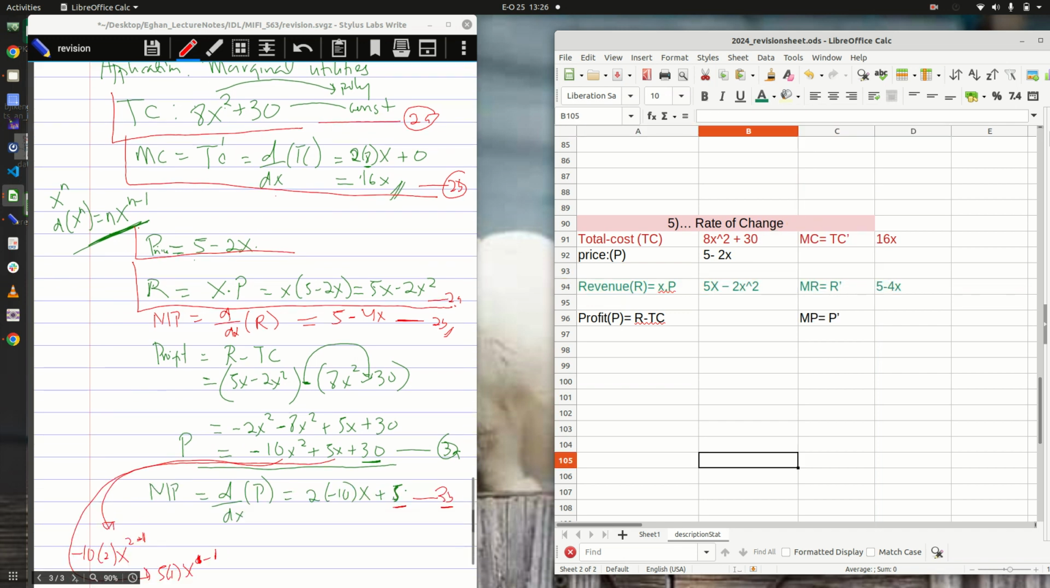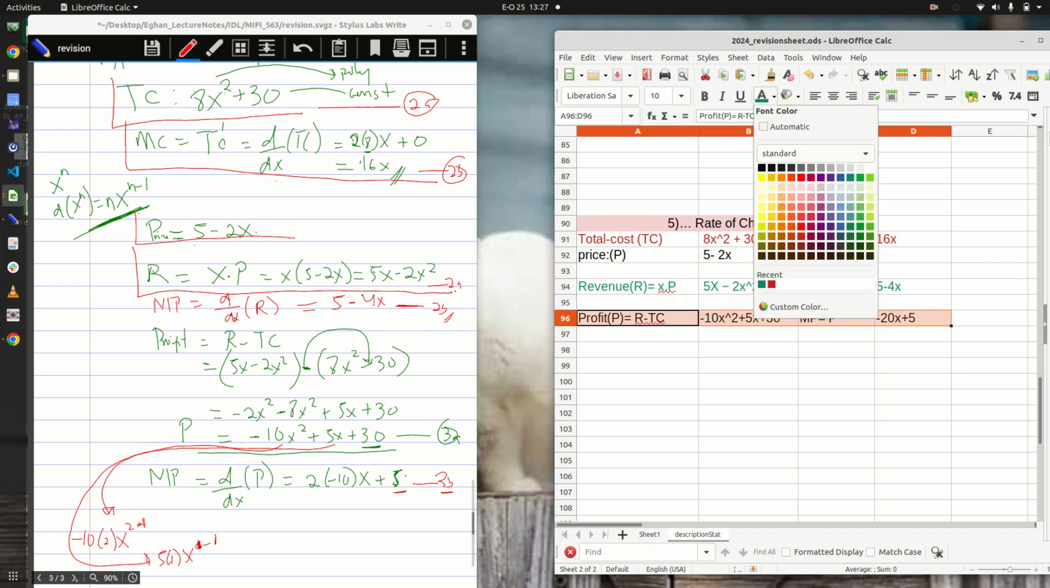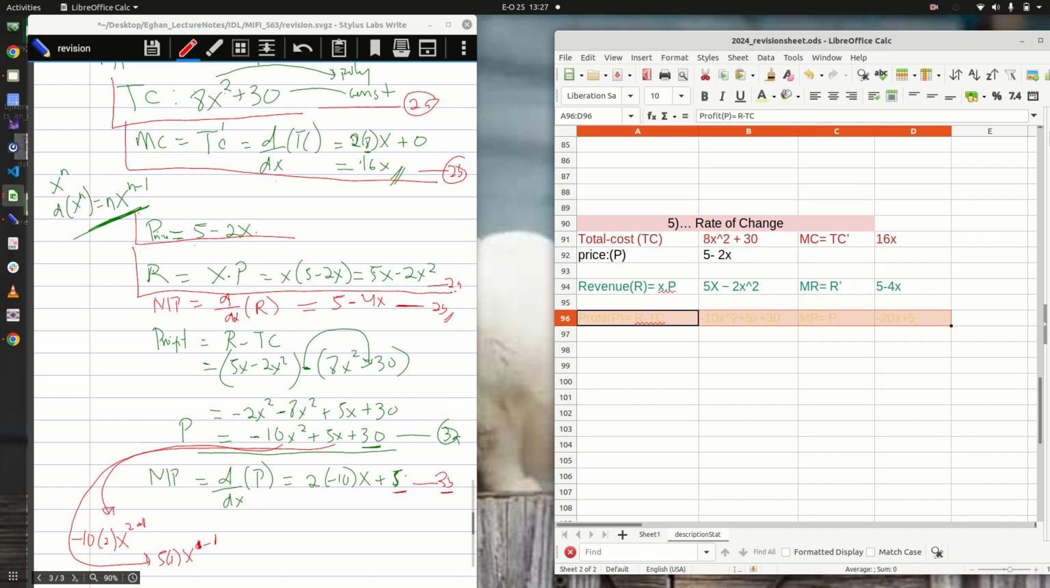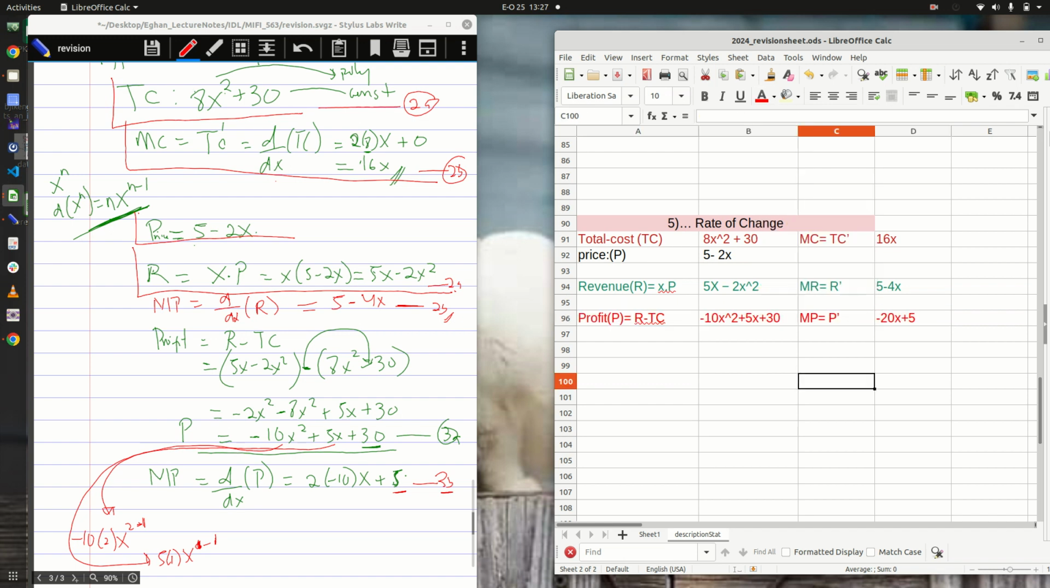We had it as negative 10x squared plus 5x plus 30, and we had the marginal profit, that is 3b, equal to negative 20x plus 5. So let me use another color here. Okay. So these are my equations.